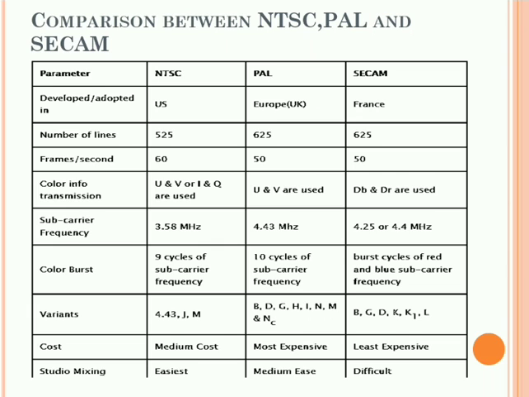Then we will see the sound carrier relative to the picture carrier. It is 4.5 megahertz for NTSC, 5.5 megahertz for the PAL system and 6.5 megahertz for the SECAM signal. The luminance signal in the NTSC system is Y equal to 0.3R plus 0.59G plus 0.11B, while for the PAL system it is 0.3R plus 0.59G minus 0.11B, while for the SECAM system it is 0.3R plus 0.59G plus 0.11B, similar to the NTSC system.